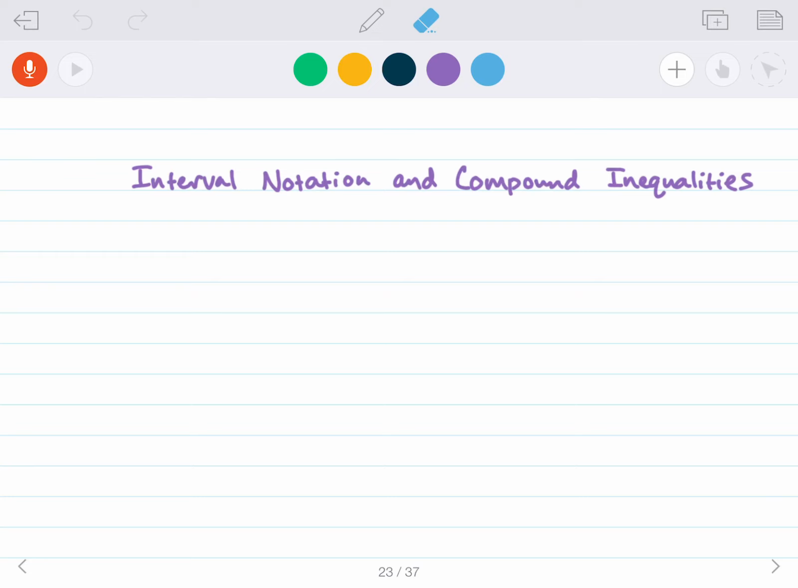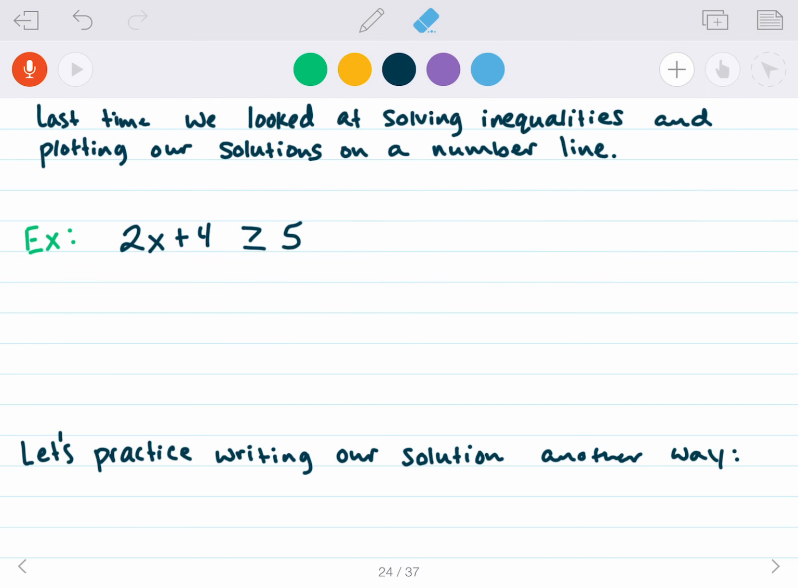Hey guys, in this video we're going to talk about interval notation and compound inequalities. In the last video we looked at solving inequalities and we plotted our solutions on a number line. What we did, we drew a line through the inequality sign and we isolated x just like we did when we were solving equations.